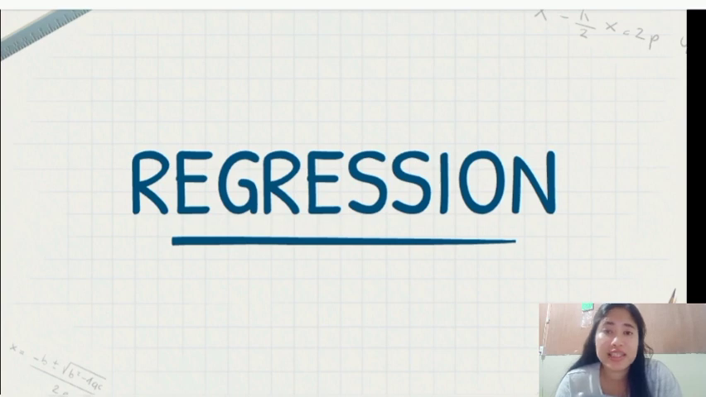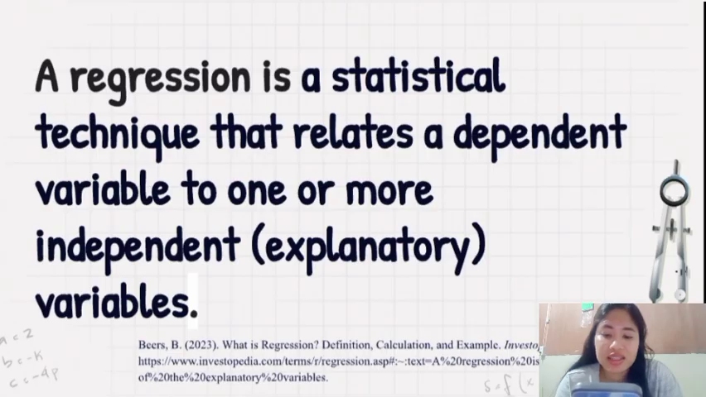Let us now proceed to regression. Regression is a statistical technique that relates a dependent variable to one or more independent variables.